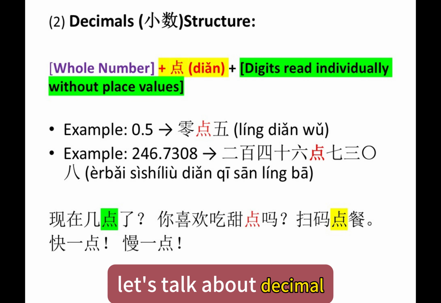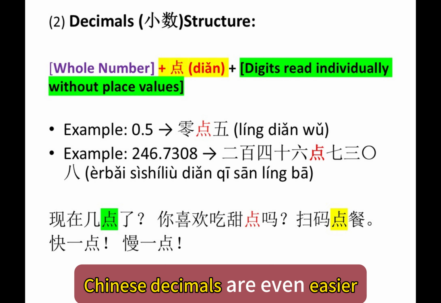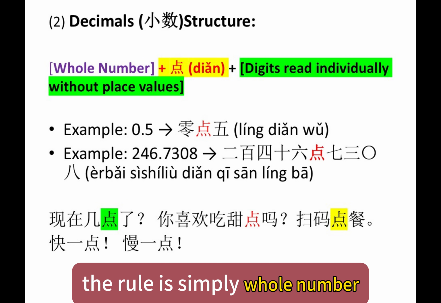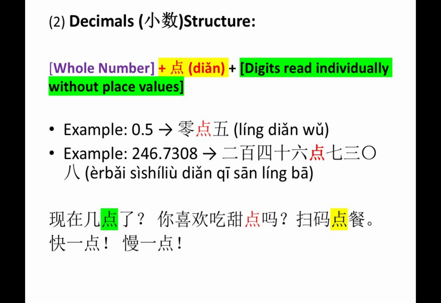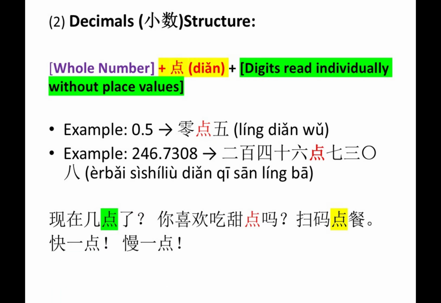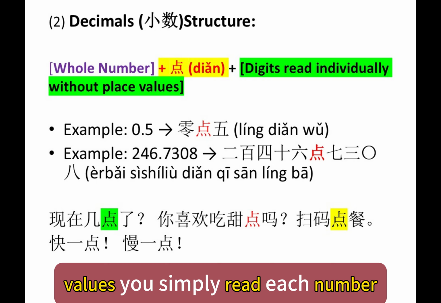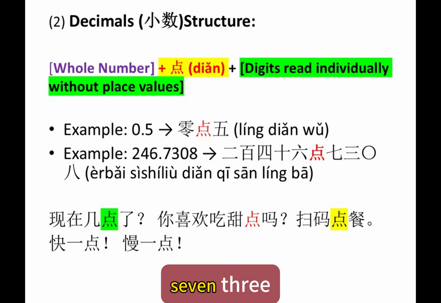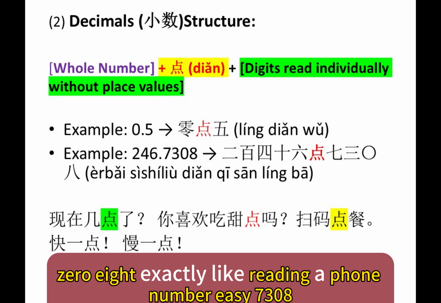Next, let's talk about decimals. Chinese decimals are even easier. The rule is simply whole number plus 点. For example, 0.5, 246.7308. Notice that after 点 you never say place values. You simply read each number, exactly like reading a phone number. Easy. 7308.